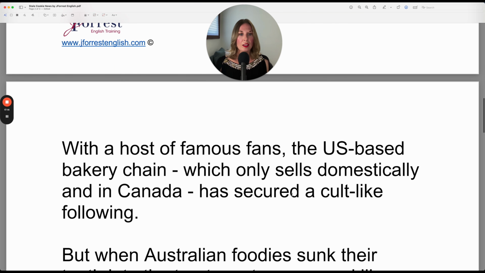Has secured a cult-like following. The word cult on its own has a very negative feel, but the adjective cult-like, to describe a brand's following, is used in a positive way. A cult-like following sounds like the people who follow this brand, who support this brand, are very devoted, very dedicated. So has secured means has gained or obtained a very devoted fan base. That would be a cult-like following.